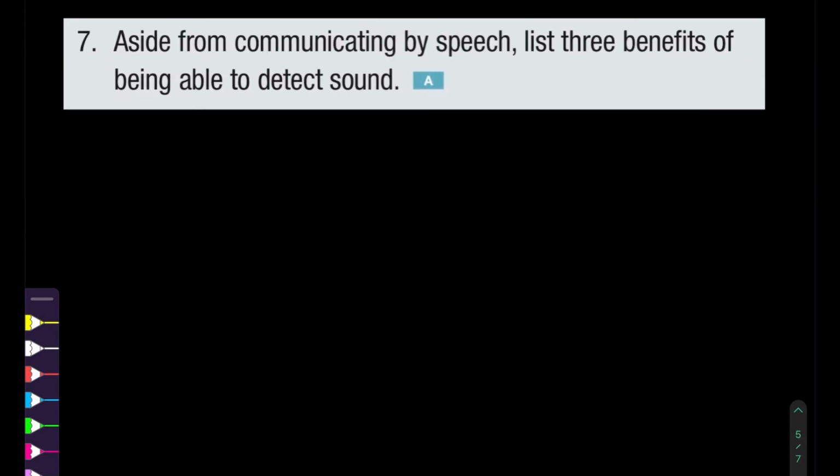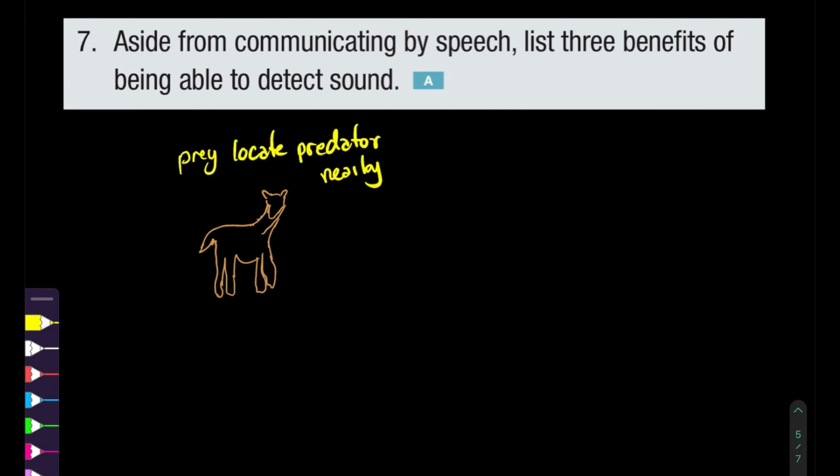Question 7. Aside from communicating by speech, list 3 benefits of being able to detect sound. I mean, the easiest one, if we think about hunters and gatherers and predators and prey, is that deer will be able to detect sound in order to be aware if there's a predator nearby. But the reverse will also be true, right? Predators can locate prey. For example, a bat.